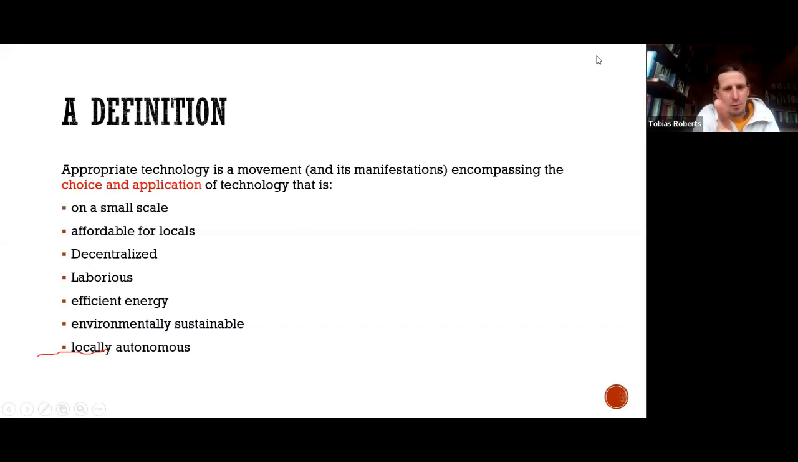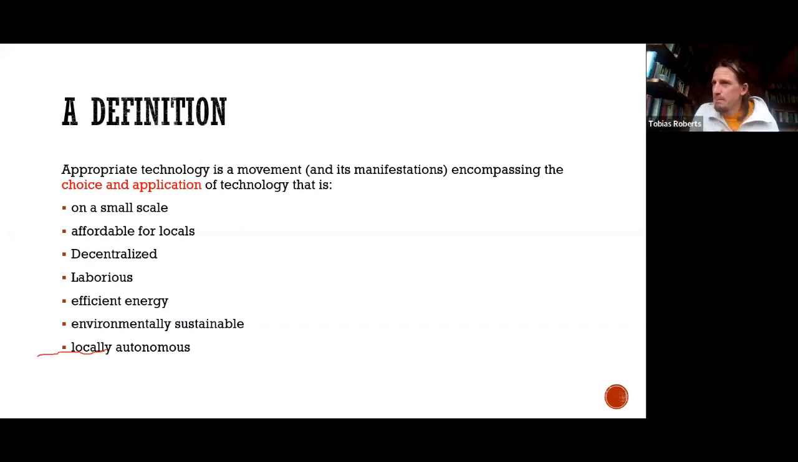But before we look at the 7 bullet points, I want to talk about the issue of choice and application. That's something I think is extremely important. The most important facet of appropriate technologies for local communities around the world is the fact that they have the ability to choose whether they want to use that or not, and how it is applied. And I think that's a huge issue, because when it comes to technologies today, the vast majority of us don't really think about whether we choose to use it or not.